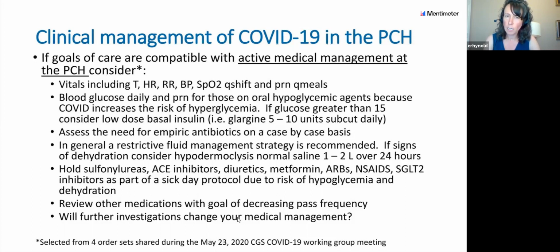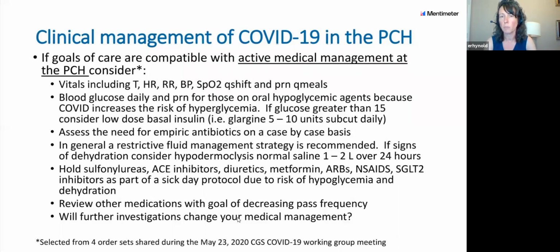In general, it seems that COVID-19 benefits from a restrictive fluid management strategy. So this is something they talk about in the ICU, but also in other active management. So if somebody clinically seems to have signs of dehydration, you could consider a trial of normal saline hypodermoclysis.